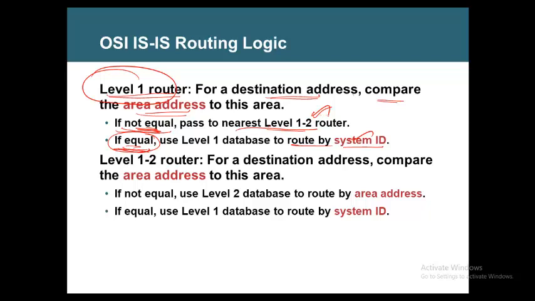Now, the L1 L2 router. For a destination, it compares the area address to its own area. If not equal, then it will use only the L2 database to route to that area.